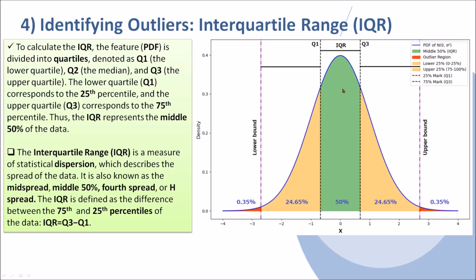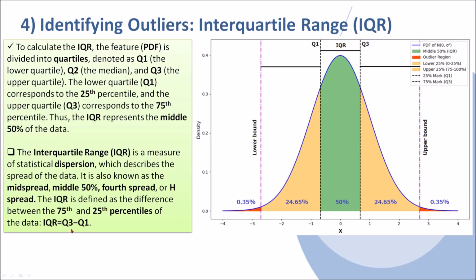The IQR is defined as the difference between the 75th percentile and the 25th percentile. Namely, IQR is equal to Q3 minus Q1. In other words, from here to this line, the 75% line, occupies 75% of the data, and then from here to here occupies 25% of the data. Therefore, the difference is the IQR, or middle 50%.